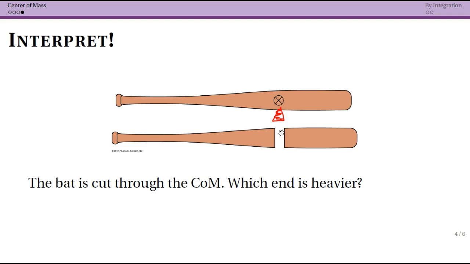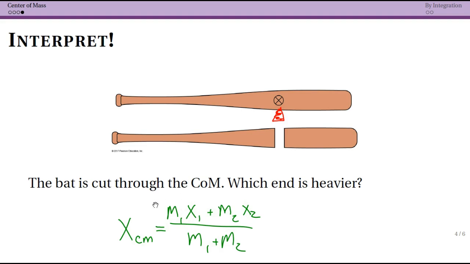We then cut the bat there. Which end is heavier? Now, one option is the left end, one option is the right end, one option is that the masses are the same. I think it's an easy mistake to make to say, well, the masses are the same because it balanced there, so that must be what's going on. But that's not actually the definition of center of mass. Remember that center of mass isn't just where you have equal mass on each side. It depends on the position.